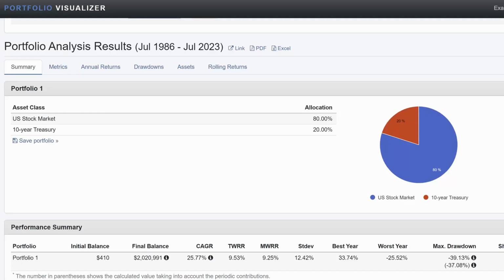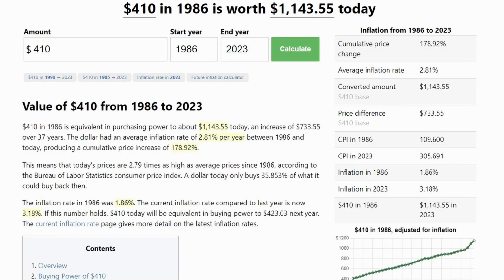If they started investing at age 30, that means they had 37 years to invest, starting from 1986 to 2023. They would have to have started investing $410 per month starting in 1986. $410 in 1986 is equal to $1,144 in today's dollars. We're already starting to get into the large numbers here, but you haven't seen anything yet.